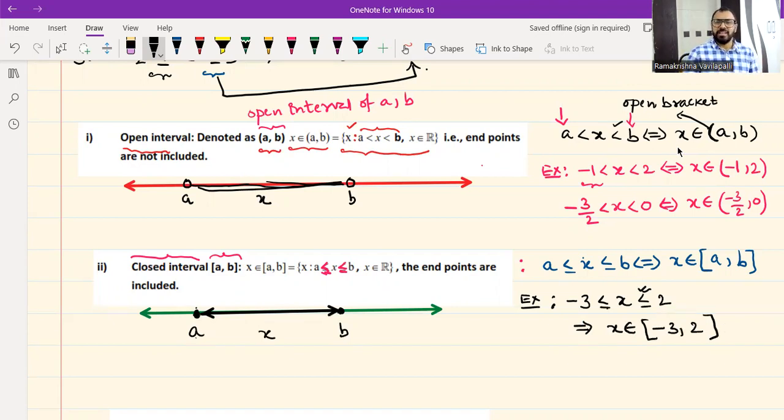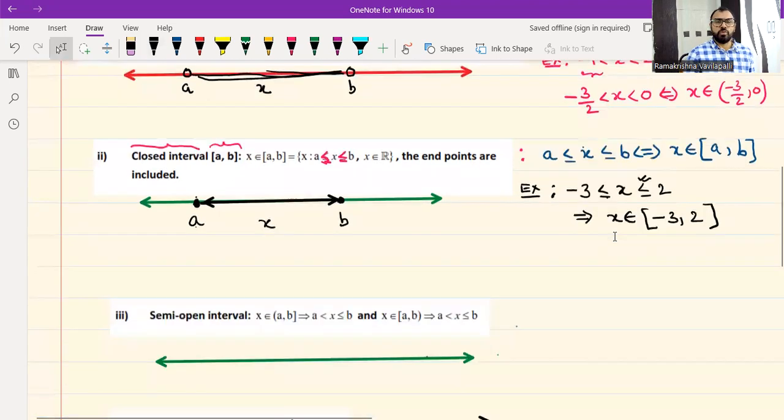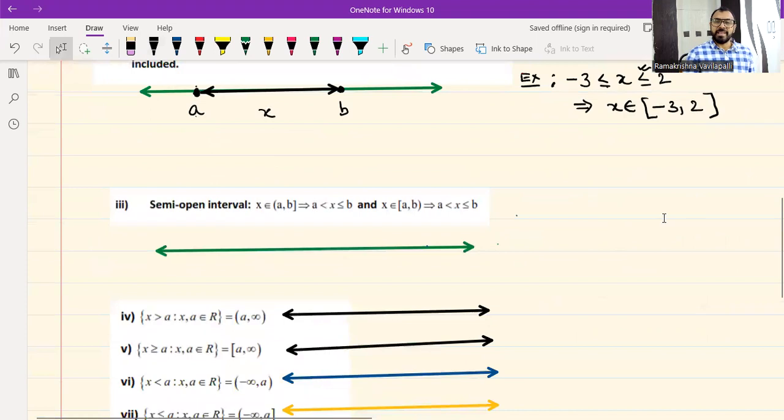So here I have discussed one is open interval, another one is a closed interval. Now there are intervals where one side is open and the other side is closed. The first one is both sides open. The second one is both sides closed. Now the third one is one side open and one side closed. Those are known as semi-intervals. Semi-open interval or semi-closed interval. See here.